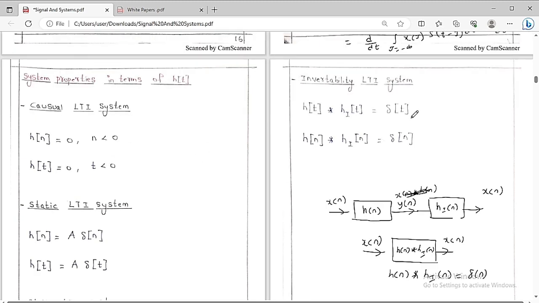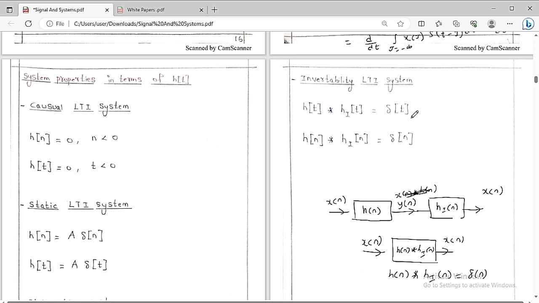How to say whether a given LTI system is invertible or not? For a given system, try to find the impulse response, and for the inverse system, try to find the impulse response, and do the convolution of these two impulse responses. If you get the resultant as the impulse signal, then we can say it is an invertible LTI system. So h of n convolved with h inverse of n is equal to delta of n, or h of t convolved with h inverse of t is equal to delta of t, then only we can say it is an invertible system. If this condition is not satisfied, it means it will become a non-invertible system.